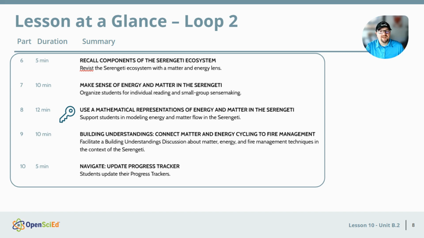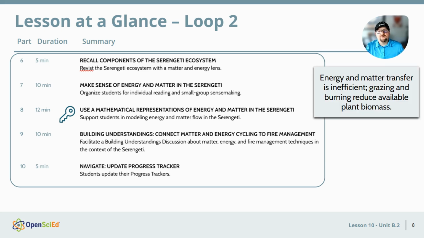They read about fire management there, and they use a mathematical representation to model energy and matter flow through that food web. We figure out that energy and matter transfer is highly inefficient, with only a small fraction transferred to the consumers, and that management techniques like grazing and burning reduce the amount of plant biomass, or fuel, available for wildfires. This causes us to consider the benefits of these fires and how we can implement these techniques locally. This provides mathematical and concrete ecological evidence for why these solutions work.